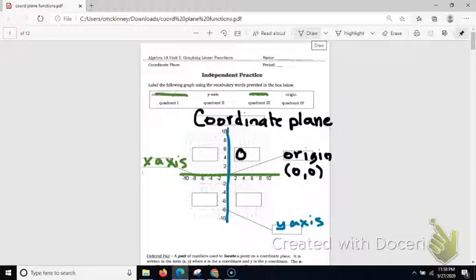And I'm going to kind of abbreviate. This is quadrant 1. From there, we go to the left. We go counterclockwise. This is quadrant 2. This one is quadrant 3. And this is quadrant 4. I don't really like the way this one looks.